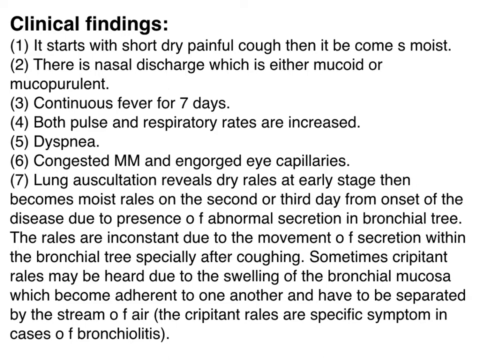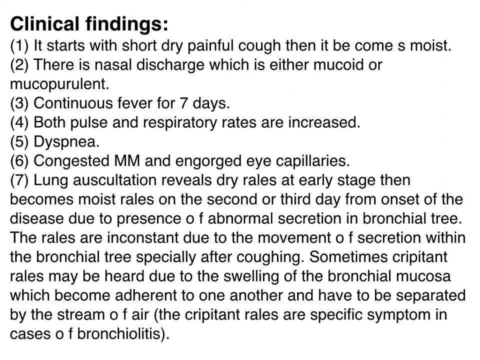Clinical findings: it starts with a short, dry, painful cough, then it becomes moist, and there is nasal discharge, هنالك إفرازات أنفية which is either mucoid or mucopurulent, continuous fever for 7 days, both pulse and respiration increase, dyspnea, congested mucous membranes. This is all general clinical signs. And lung auscultation: if we auscultate the lung, تسمع للرئتين راح يظهر لنا هنالك العديد من dry rales at the early stage and moist rales in the late stage.